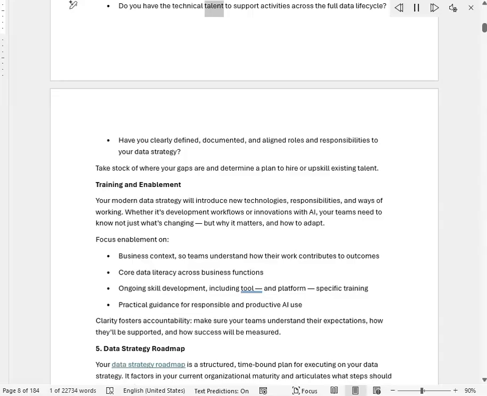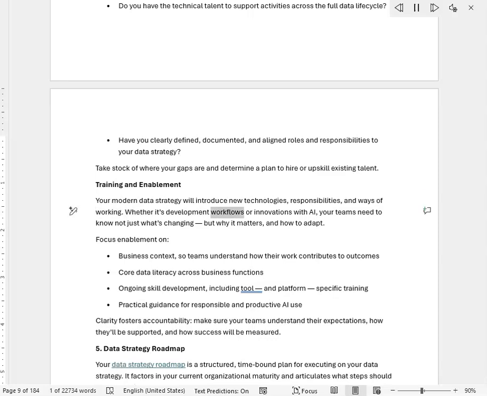Do you have the technical talent to support activities across the full data lifecycle? Have you clearly defined, documented, and aligned roles and responsibilities to your data strategy? Take stock of where your gaps are and determine a plan to hire or upskill existing talent. Training and enablement. Your modern data strategy will introduce new technologies, responsibilities, and ways of working.